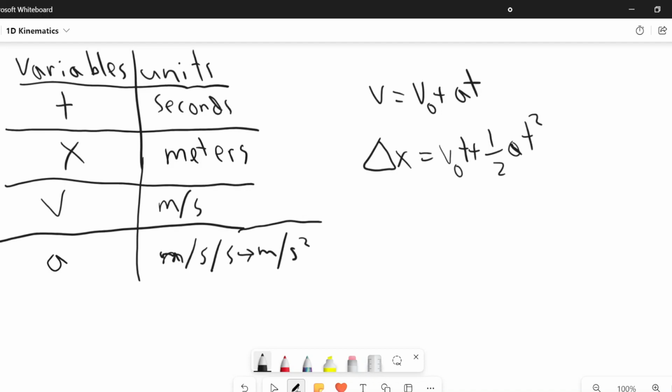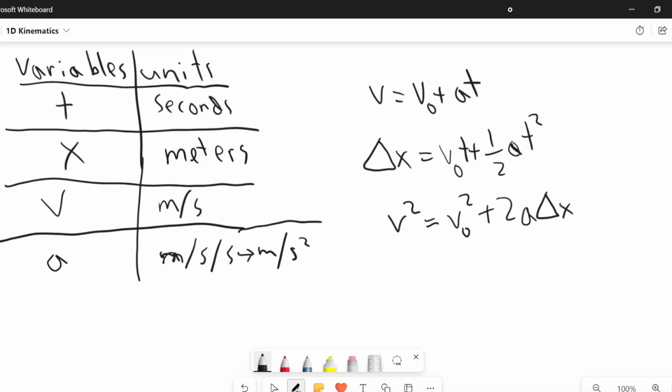And lastly, for the final big 3 equation, we have final velocity squared equals the initial velocity squared plus 2 times the acceleration of the object multiplied by the change in position.